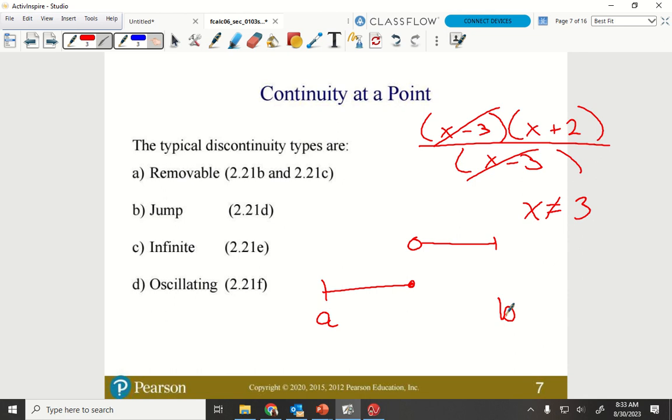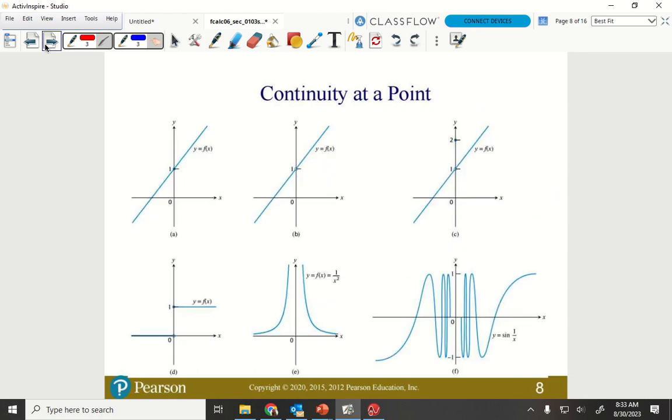The oscillating was also that one where, Squeeze theorem. Very good, squeeze theorem. Where it goes back and forth, up and down, over and over again, where it's actually kind of approaching the number. Okay, there is a discontinuity there because of that.